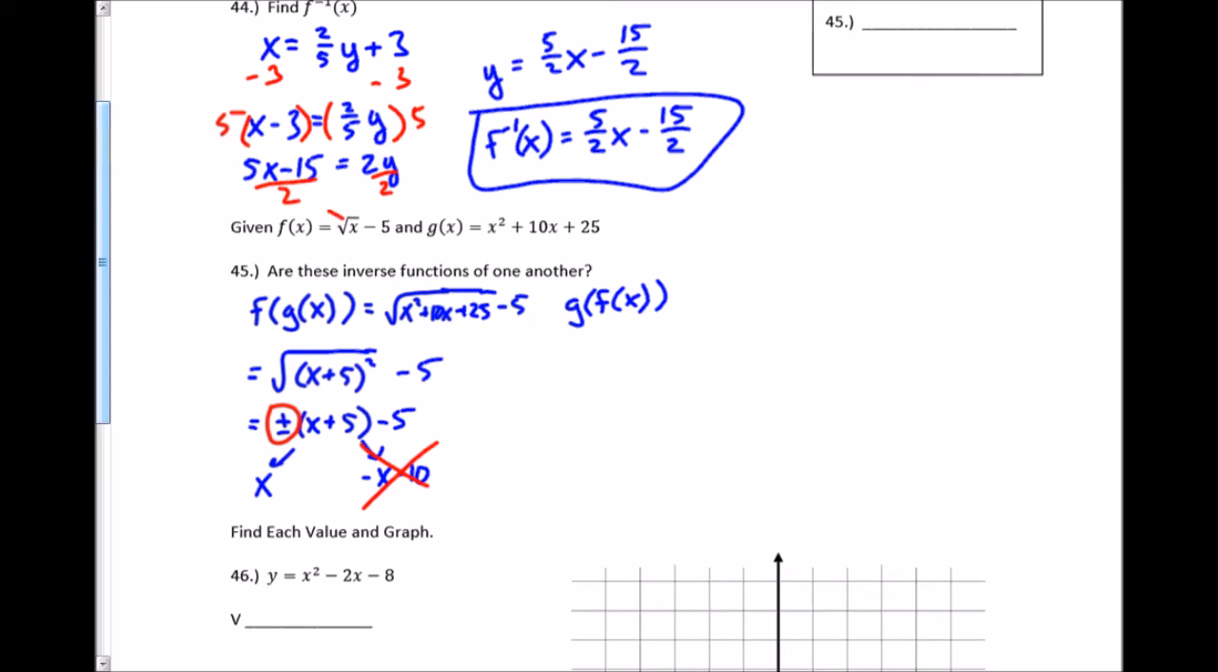If there was a plus or minus in front of this thing, then it would be okay because the plus or minus would cancel out with the other plus or minus, and then it would be fine. So since I did not get just an x here, I can safely say, no, these are not inverses without even bothering to do the g of f of x, without even bothering with the second half of this composition test. Okay?